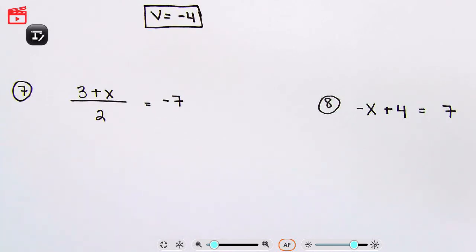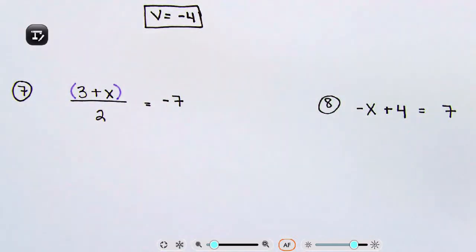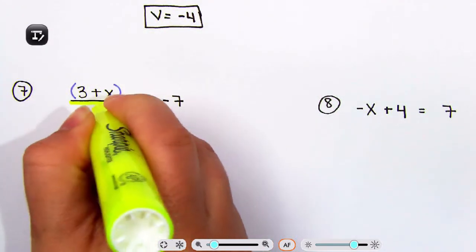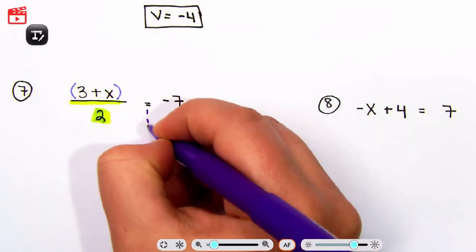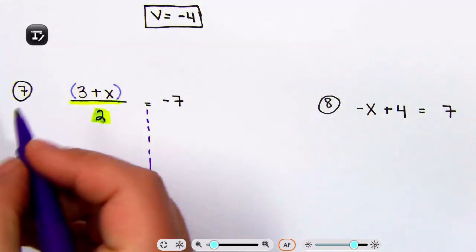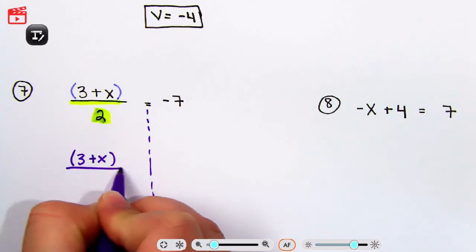All right, so here we have 3 plus x divided by 2 is equal to -7. Now on this one here, it's like we have a secret bubble in the numerator. So in order for us to get into this bubble, we have to deal with this divided by 2. We have to take care of this first. So when that happens, here's our dotted line. We're going to rewrite it. So I have 3 plus x, I'm going to put that in a bubble, divided by 2.